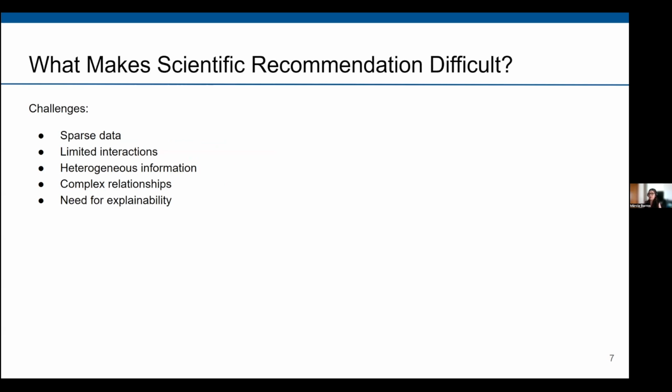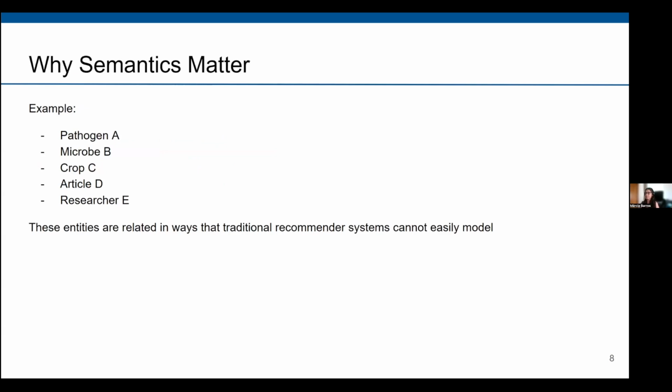What makes these recommendations so difficult? There are some challenges: sparse data, limited interactions, heterogeneous information, complex relations between the entities and between different fields, and of course, this need for explainability. Why do semantics matter? For example, we can have a pathogen A, a microbe B, a crop C, an article D, and a researcher E. And these entities are related in some ways that traditional recommender systems cannot easily model.